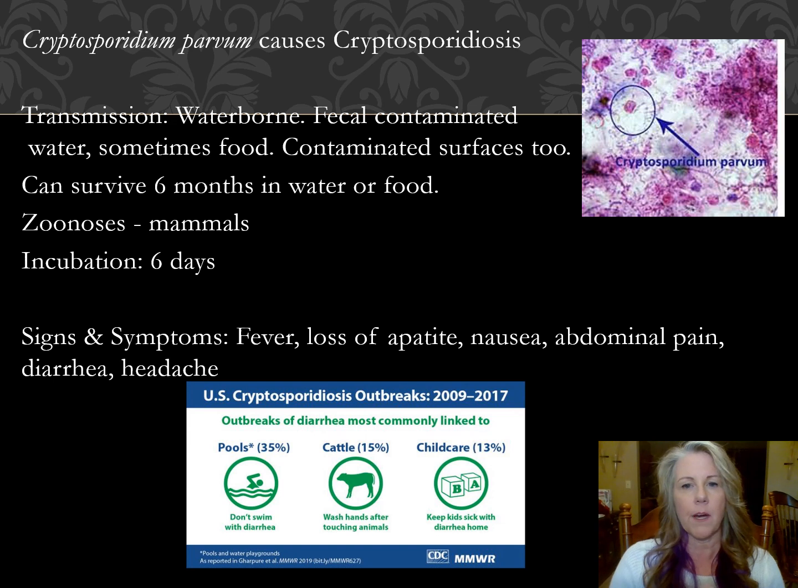That's pretty long comparatively. It is a zoonotic disease, so it can be spread from different animals, and it likely is spread from different animals, mainly the mammals. Okay, zoonotic, but through mammals. Incubation is about 6 days for Cryptosporidium parvum. And signs and symptoms include fever, loss of appetite, nausea, abdominal pain, diarrhea, headache.